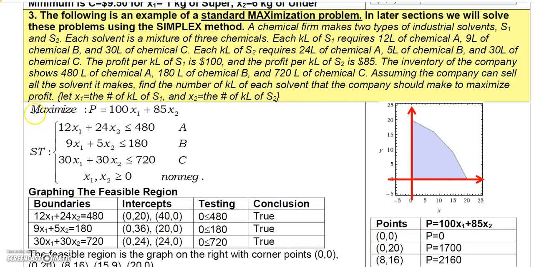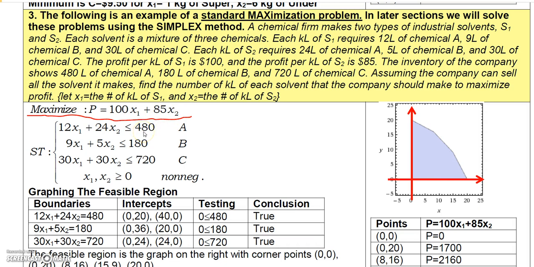Okay, so again here, the first thing we do is we realize we want to maximize our profit. Letting x1 be the number of kiloliters of solvent 1 and x2 the number of kiloliters of solvent 2, profit would be 100x1 plus 85x2, because we profit 100 off of each kiloliter of S1 and 85 off each kiloliter of S2.